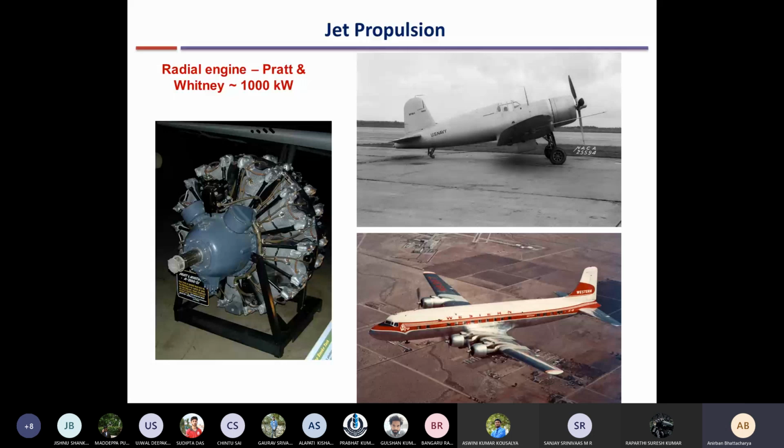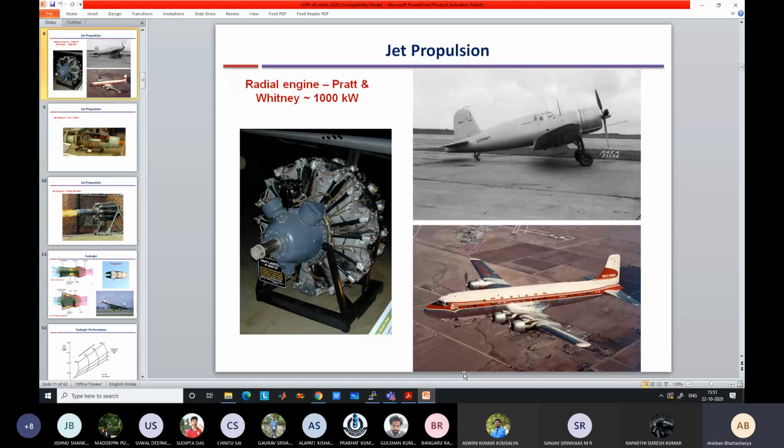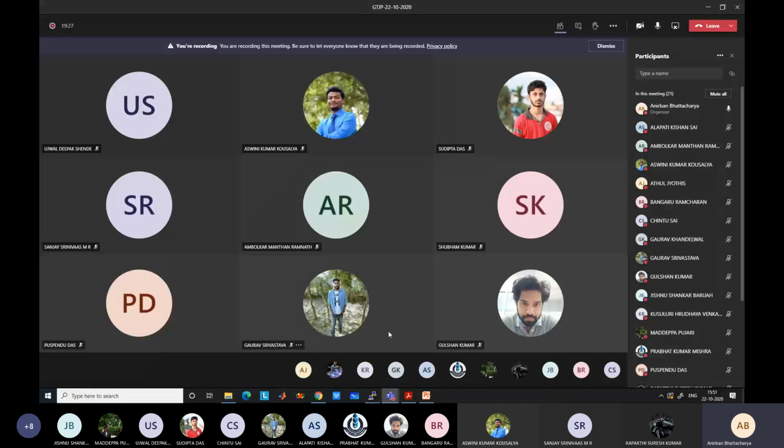What is the main conceptual difference between rockets and jet engines, and what are the advantages and disadvantages of using rockets as compared to jet engines? Very simple question. What is the advantage of using a rocket, and what is the disadvantage, or the other way around, what is the advantage of using a jet engine and what is the disadvantage?